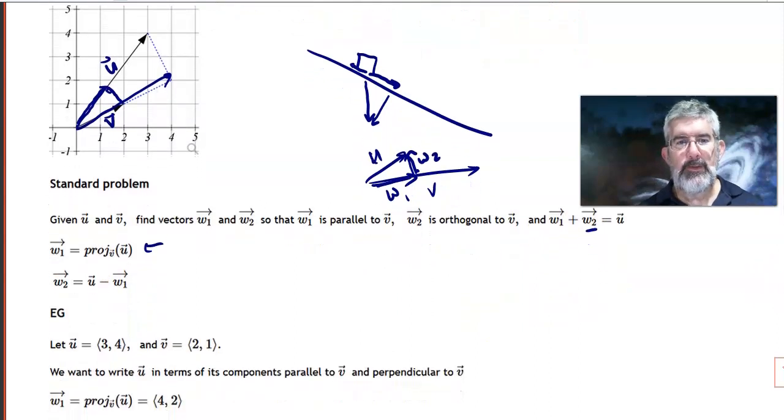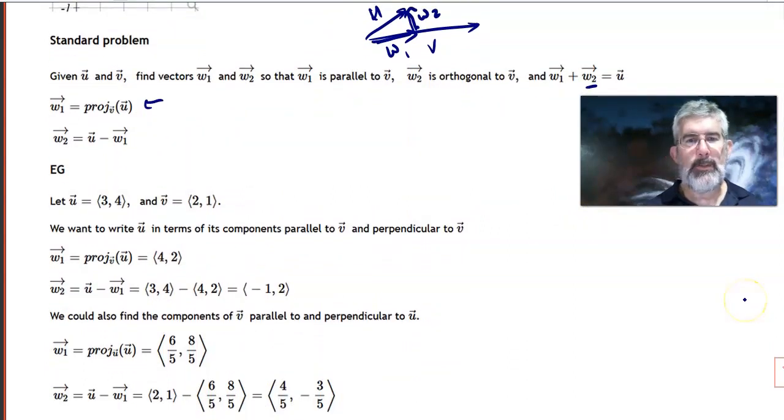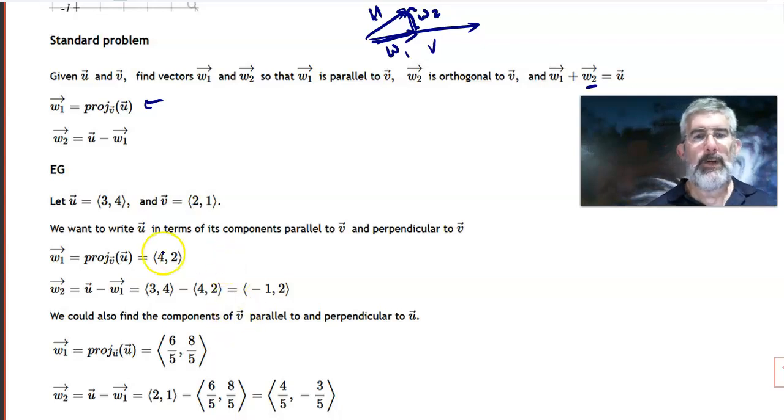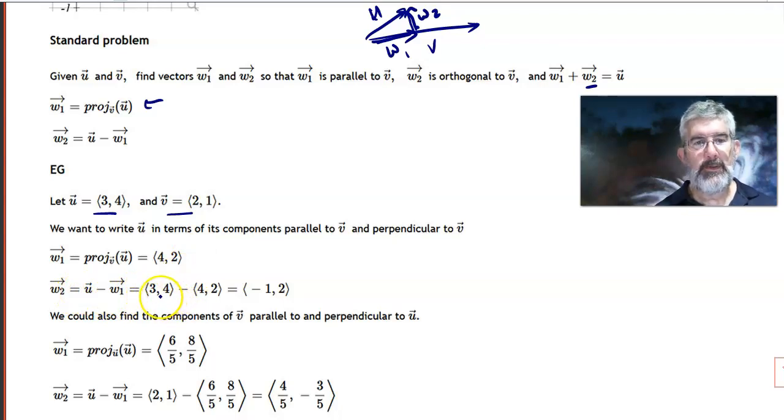As an example of that, let's just use the two vectors that we had up above. I should also mention that the example up above and this example I'm working in R2, but you could as easily work in any Rn. So in this problem, I want to write u in terms of vectors parallel to v and perpendicular to v. So that's exactly the way it was described above. So w1 is the projection, which I already calculated up above, is 4, 2, right? And then w2 is the difference of u and that projection, which is minus 1, 2.